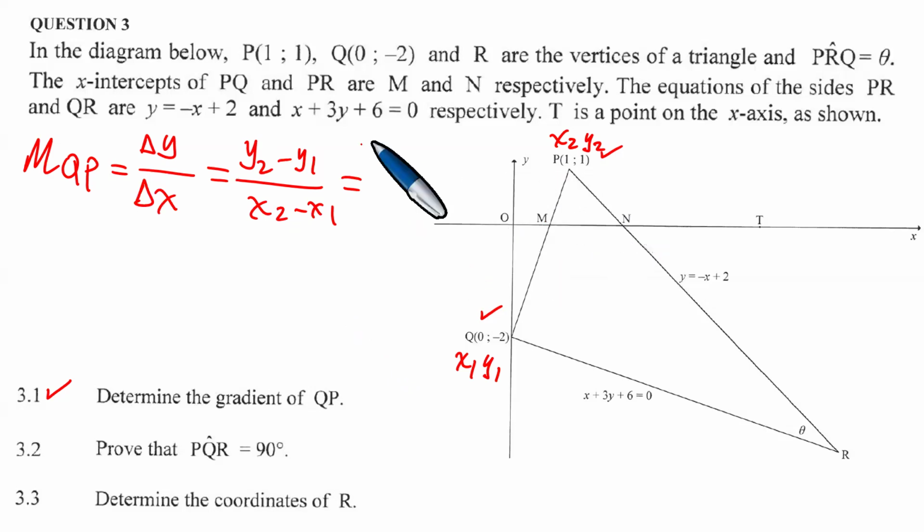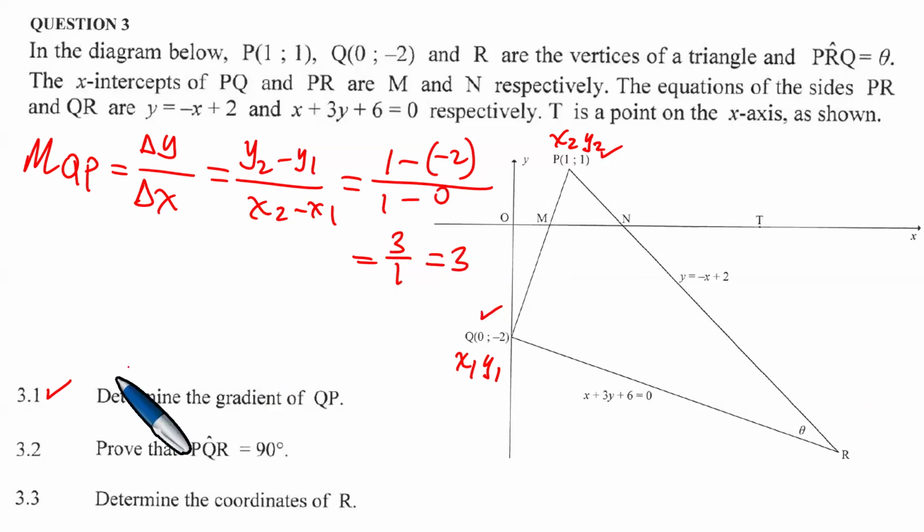What is y2? y2 is 1 and y1 is minus 2, divided by x2 which is 1 minus x1 which is 0. So 1 plus 2, this is like a plus. Negative by negative is a positive, so 1 plus 2 gives us 3 over 1, and the result is 3. Therefore the gradient of QP equals exactly 3, and we have found the gradient there.